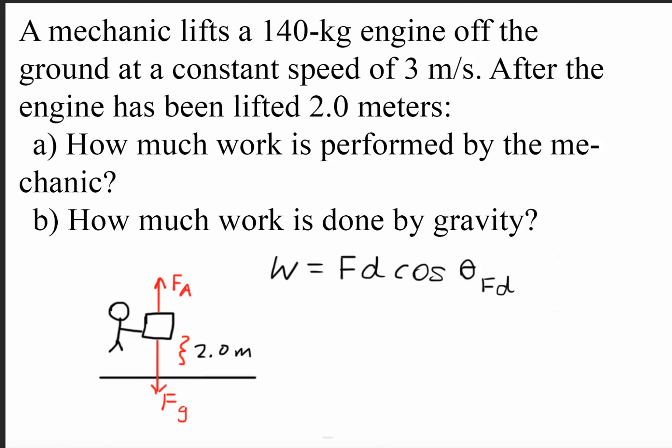Now there are three elements of the work equation. You have your force, you have your displacement, and you need an angle. Now, we identified that the force was the applied force, because we wanted to know the work performed by the mechanic, and the force the mechanic exerts is the applied force right here. And the displacement, or the distance, was 2 meters upwards, so you got a positive 2 meters.